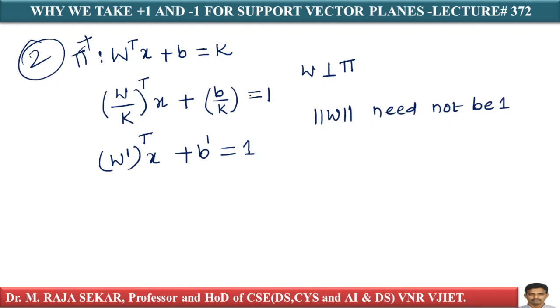Remember, w is a vector. Each element of the vector is divided here by k, isn't it? Now, w by k whole transpose, and of course this is b by k. I can assume w by k as some w dash, isn't it? Therefore, w dash whole transpose, and b by k, let me assume b dash.